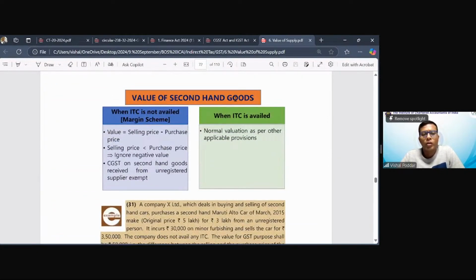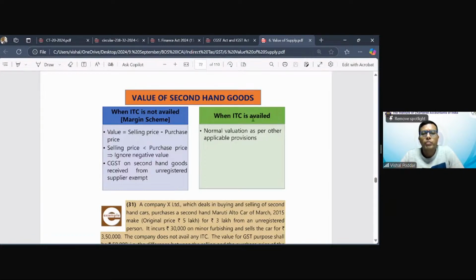Now, value of second-hand goods where ITC is not availed, its value is selling price minus purchase price. If selling price is less than purchase price, that is there is a loss, it will be ignored, no GST on that. CGST on second-hand goods received from unregistered dealer, unregistered supplier is exempt. It means while purchasing goods from unregistered supplier, there is no GST payable because the supplier is unregistered.